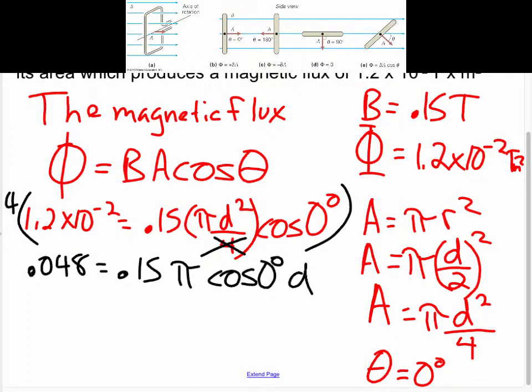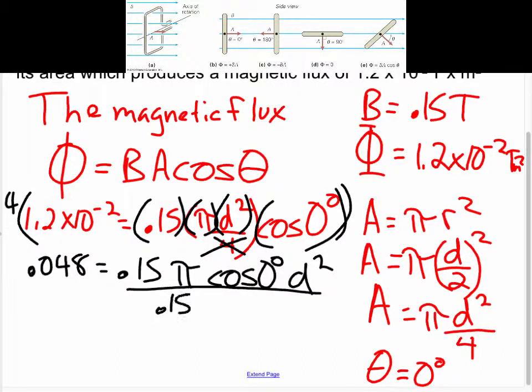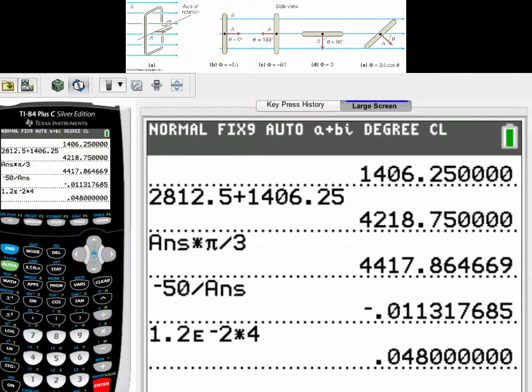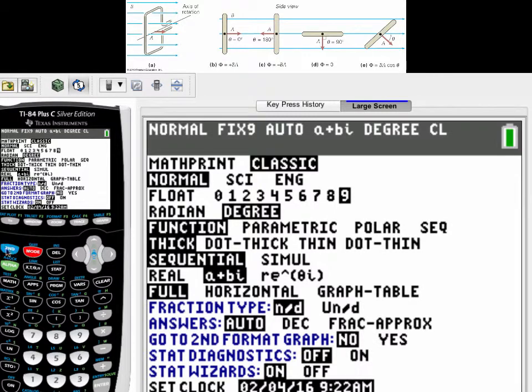And I'm rewriting it, right? We could do that because of the commutative law. All these numbers are multiplied together, so I could reorder everything using the commutative property of multiplication. So now I just need to divide by 0.15 times pi times cosine of 0 degrees on both sides. I'm going to make sure that I'm in degree mode, although it doesn't matter. 0 radians is the same as 0 degrees, but I'm going to just make sure.